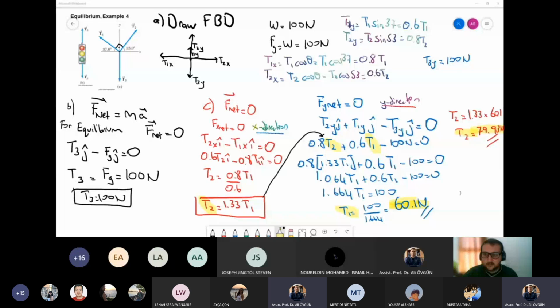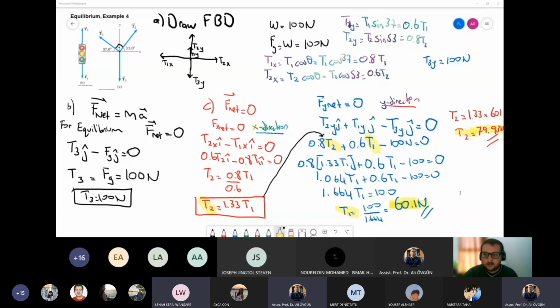If you look at part C, you must take the components of T1 and T2, because there are two components. Firstly, I consider the x component. For the x direction, T2x minus T1x. And for the y direction, T2y, because it's up, T1y is also up, minus T3y. This is fine.